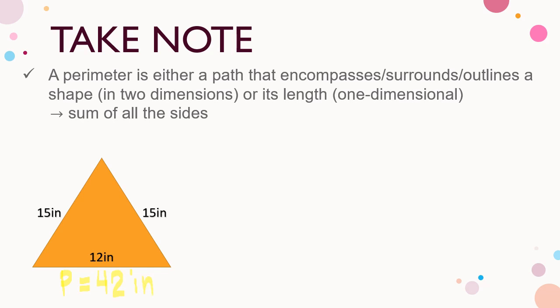Maybe others are wondering if we are supposed to write 42 inches only or 42 square inches. So actually, for perimeter, we are going to write 42 inches only. But if we're going to talk about area, then that's the time for us to put square in our unit of measurement. So take note of that.